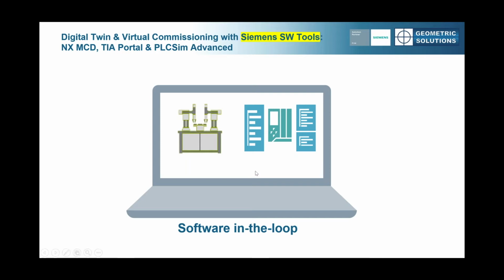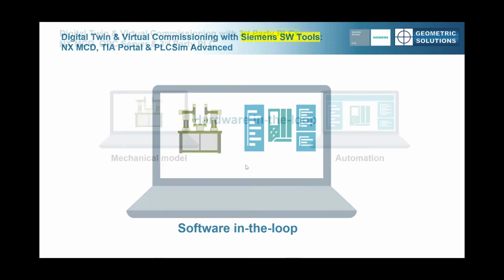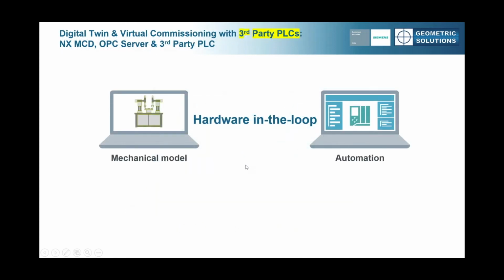But we might say, well, what if I don't use Siemens PLCs or Siemens controls? A lot of folks that we've spoken to, they've said that sometimes it's their customer that makes the call. And maybe they're using a competitive product. Maybe they're using Rockwell or Allen Bradley or Mitsubishi or anything like that. Well, that's okay. NX MCD still works and it works great. It's just that we would use what's called a hardware in the loop solution.